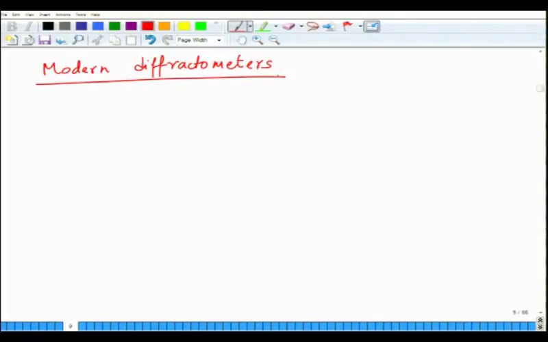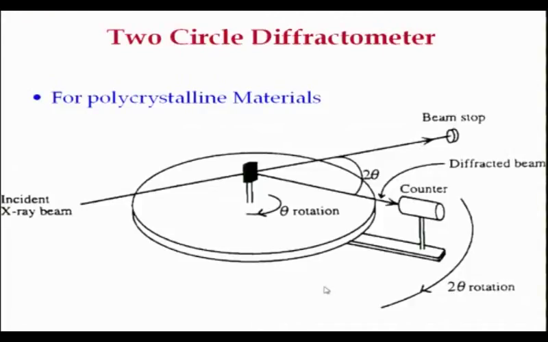So, for modern diffractometers I will show you a slide. This is a modern diffractometer that we will have. You have a 2-circle diffractometer. This is the incident beam, this is your sample, this is the beam stopper for the transmitted beam. The diffracted beam is going to go in this direction, let us say. Instead of putting a photographic film, you have a counter. This could be a scintillation counter or some sort of detector. This detector rotates in this direction to collect all the diffracted beams at all the 2 thetas.